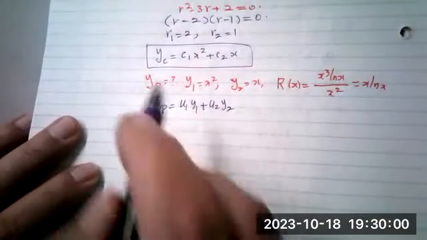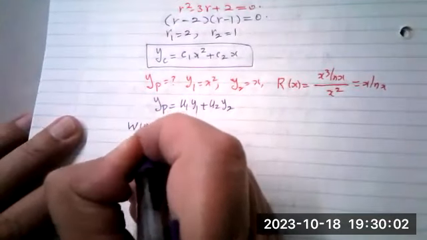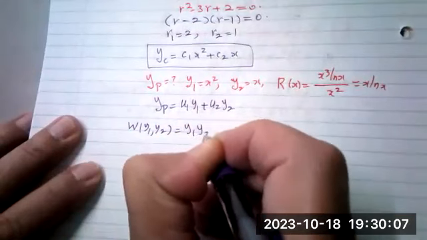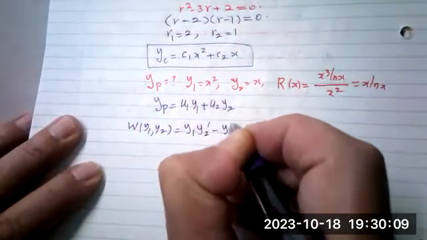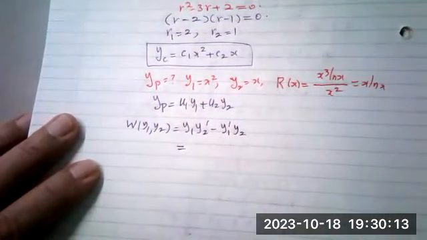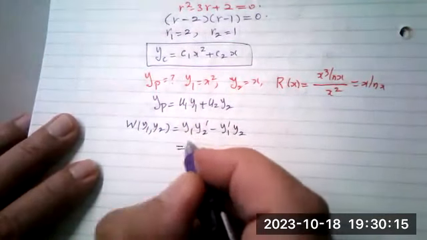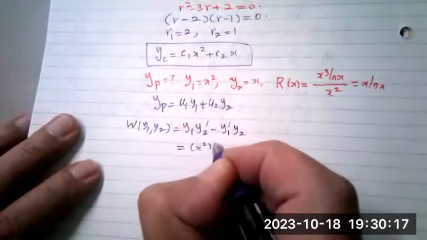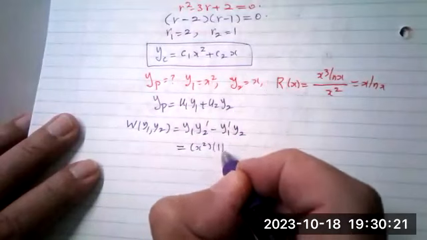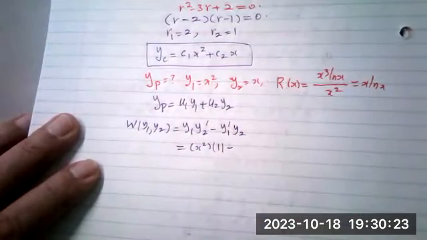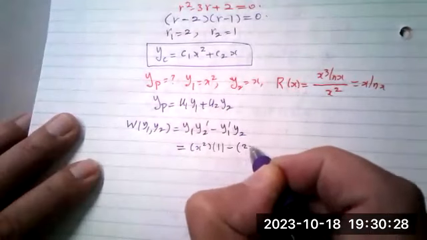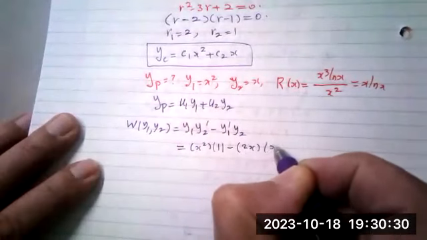So we have to check the Wronskian first. So what's going to be the Wronskian? Y1 Y2 prime minus Y1 prime Y2. Substitute. So the Y1 is x squared. Y2 is x, so Y2 prime would be 1, minus Y1 prime, the derivative of x squared, 2x, times Y2, which is x.